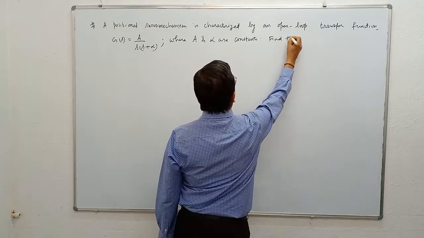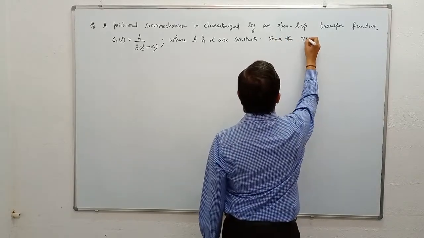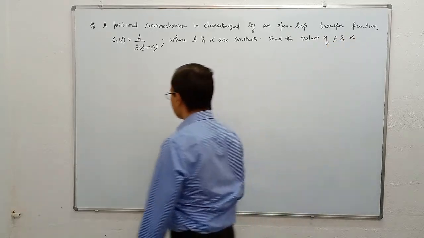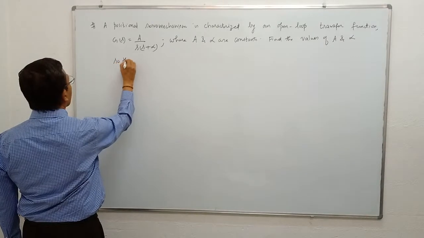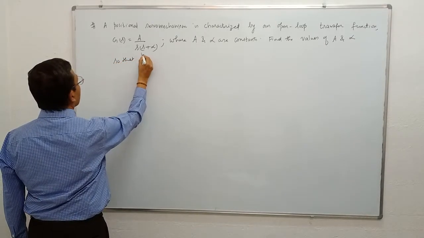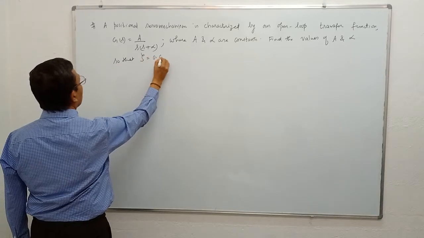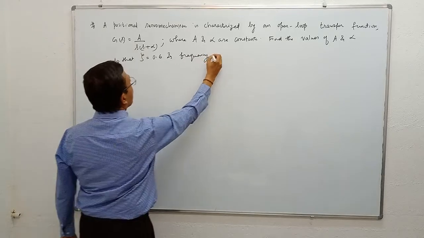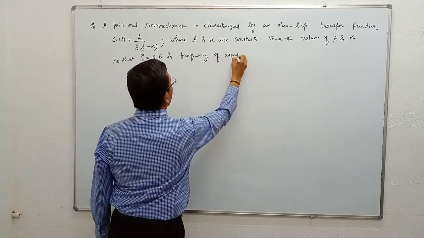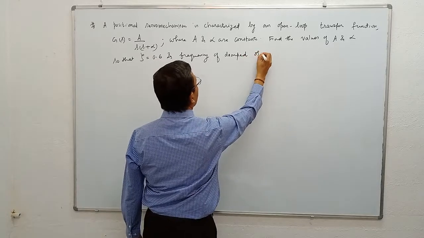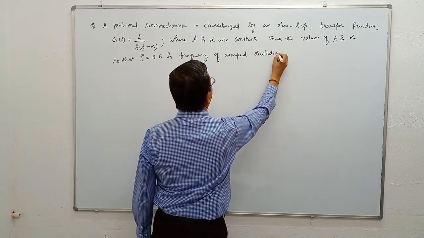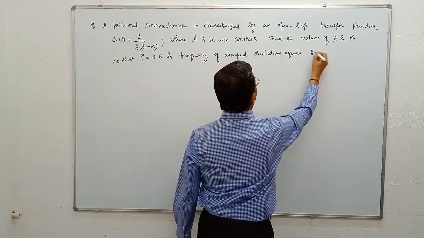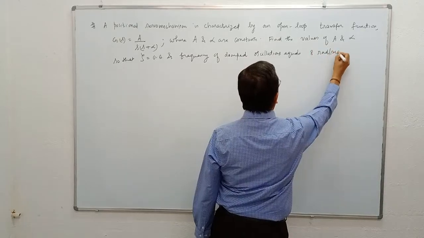Find the values of A and alpha so that the damping ratio zeta is equal to 0.6, and the frequency of damped oscillations equals 8 radians per second.